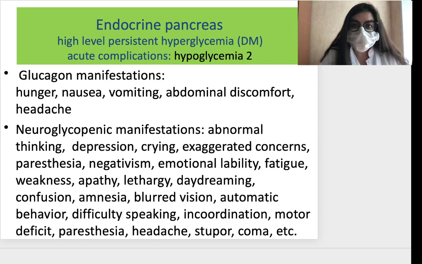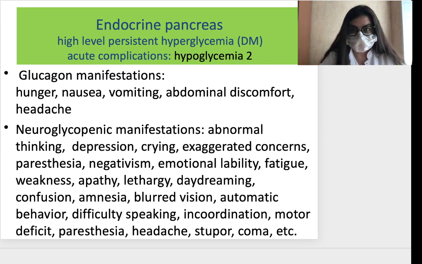It can be glucagon-like manifestations like hunger, nausea, vomiting, abdominal discomfort, headache. Neurological manifestations: abnormal thinking, depression, crying, exaggerated concerns, paresthesia, negativism, emotional lability, fatigue, weakness, apathy, lethargy, daydreaming, confusion, amnesia, blurred vision, automatic behavior, difficulty speaking, incoordination, motor difficulty, paresthesia, headache, stupor, coma, etc.